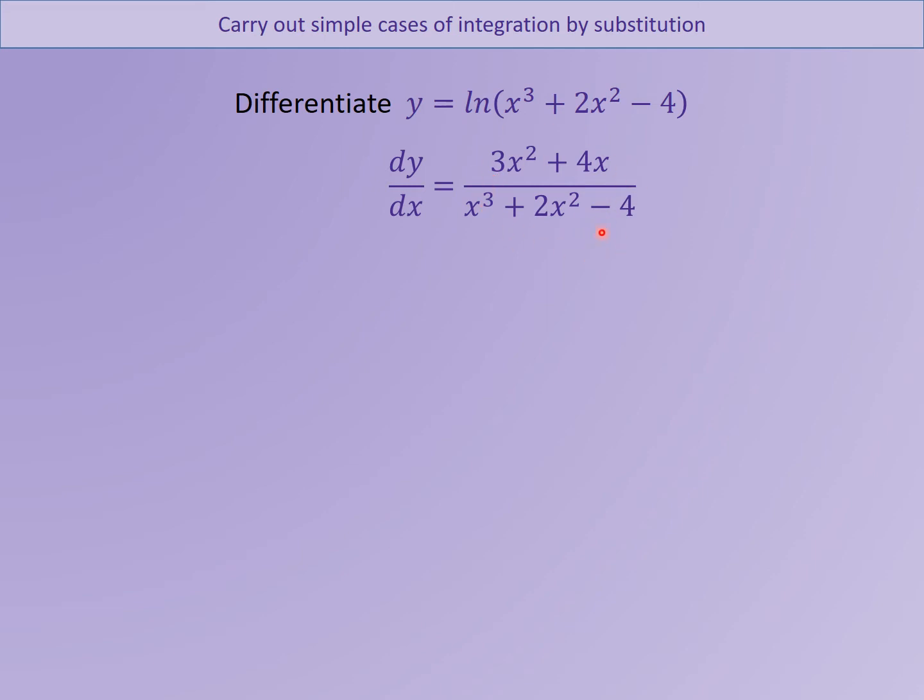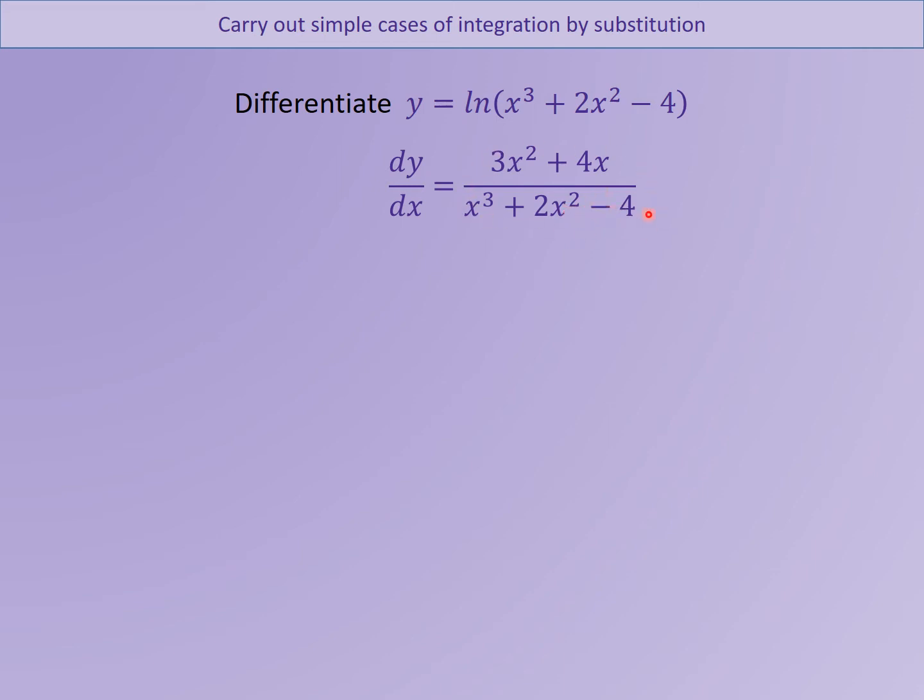But what you can notice is that the denominator differentiates to the numerator. And this is not unique to this one example. This is always true for the ln function. When you differentiate the ln function, you always get the denominator differentiated to be the numerator. Now this fact is quite important. It's important when it comes to the other way around.